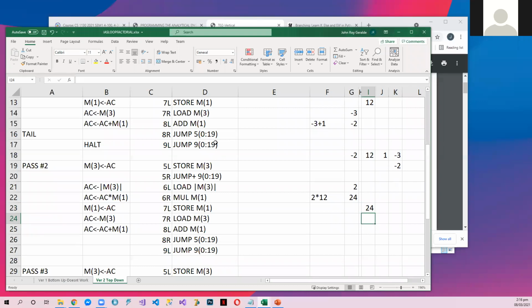Load M3. Okay, M3 now is -2, so this becomes -2. You stop me if you don't understand, no? And then we add M1. So what's M1? 1. So this becomes -2 plus 1, right? Okay, -2 plus 1 becomes -1. Do you follow?